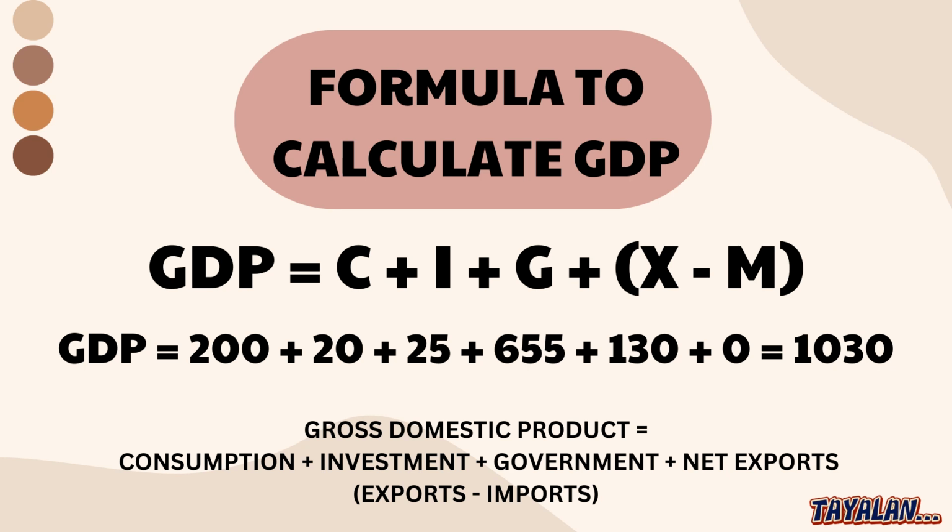So in our question, we get GDP by adding all of it: rent 200, interest 20, royalty 25, compensation to employees, which is 655 from wages and salaries 600 plus social security contribution by employer 55, and profit 130, and mixed income 0 because we don't have any exports and imports here. So the GDP will be 1030.